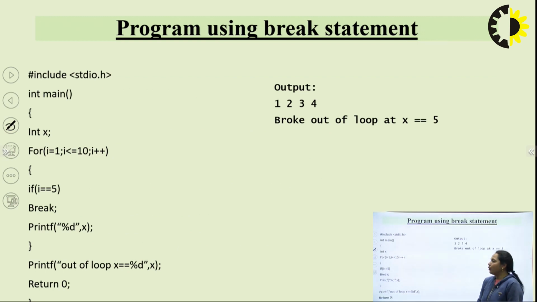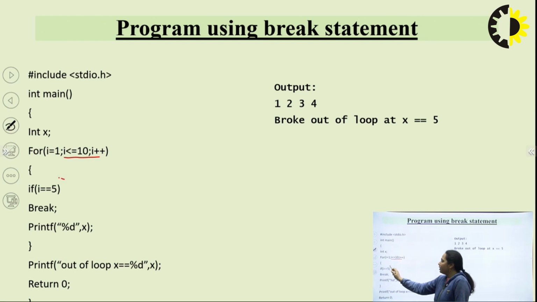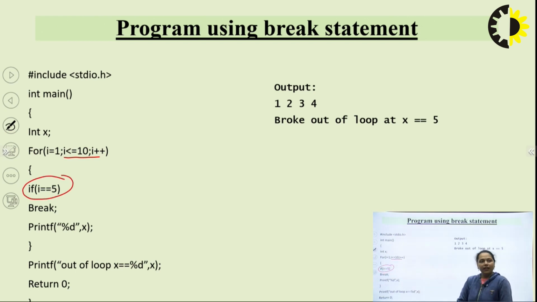This is the example for using the break statement. So here we have a for loop, it is executing for 10 times, but an if condition is given here, that is if i becomes 5, in that particular case the control breaks. So what I have written: for i equals 1 to 10, i plus plus, if i equals 5, break, and print x. Out of the loop, x is equal to %d. So what will it print? It will print 1, 2, 3, 4 and broke out of the loop at x equal to 5.